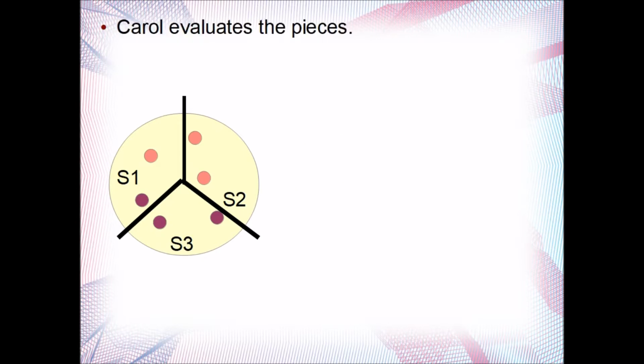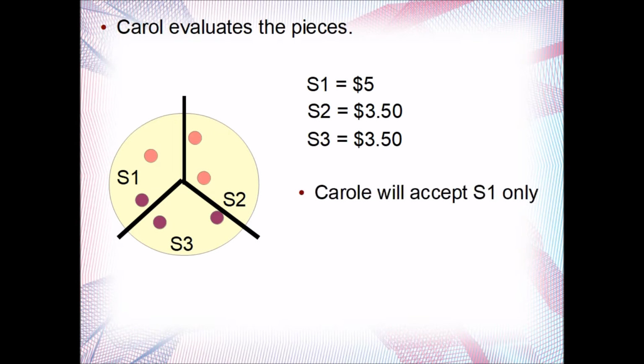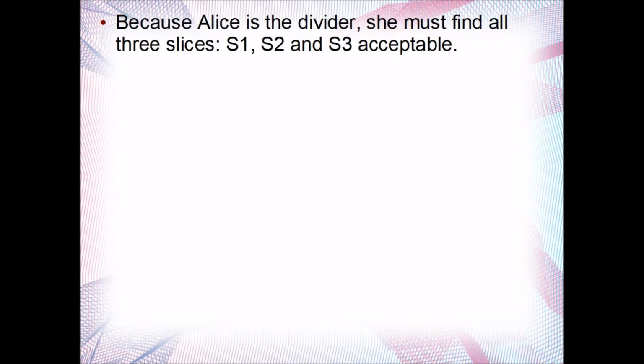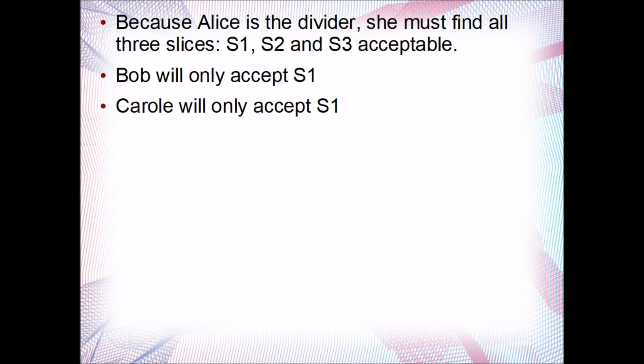Now let's look at Carol. Carol thinks S1 is worth $5, S2 is worth $3.50, and S3 is also worth $3.50. So Carol will only accept slice number 1. To summarize everything, Alice is the divider, so she must find all 3 slices acceptable. Bob will only accept slice 1. Carol will only accept slice 1 as well. So this presents a problem. We cannot give slice 1 to both Bob and Carol.